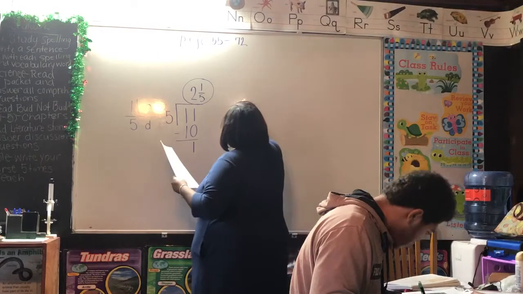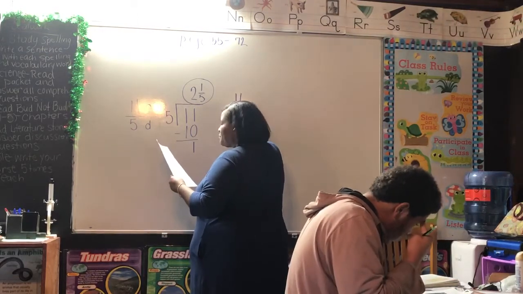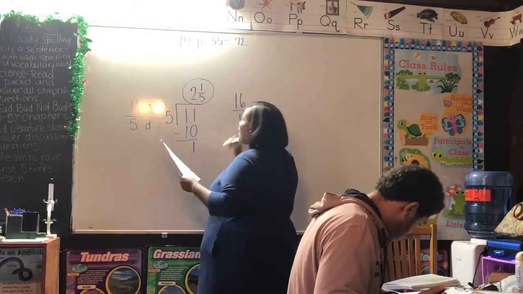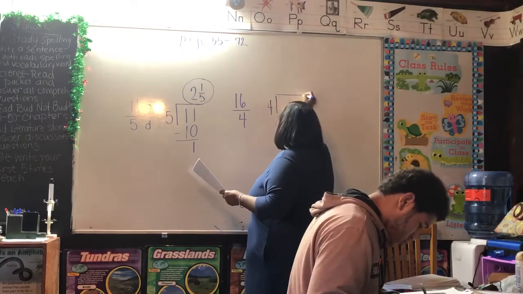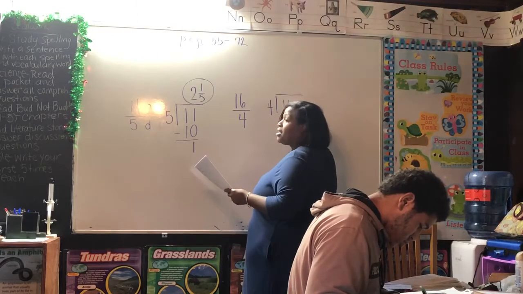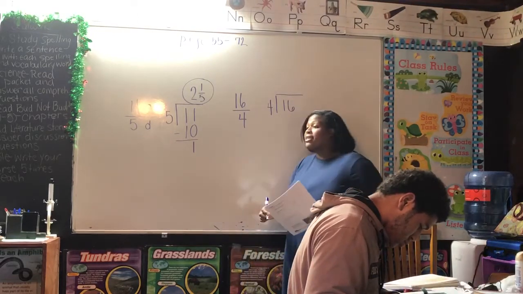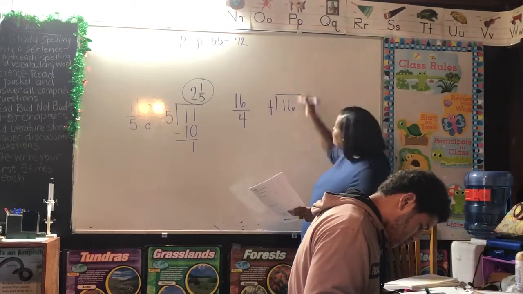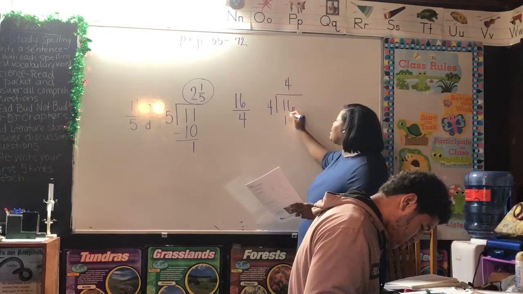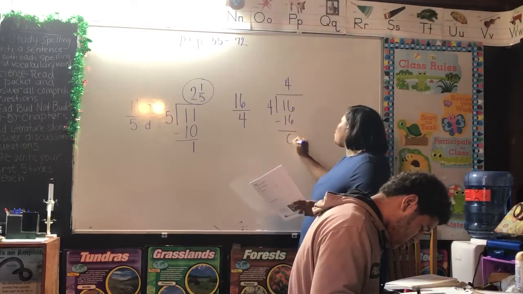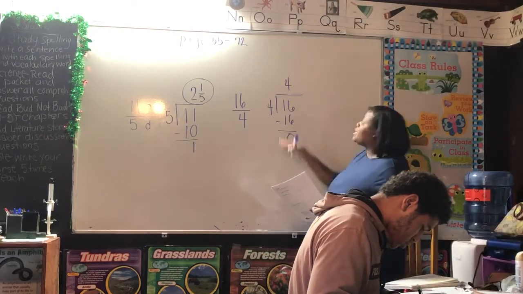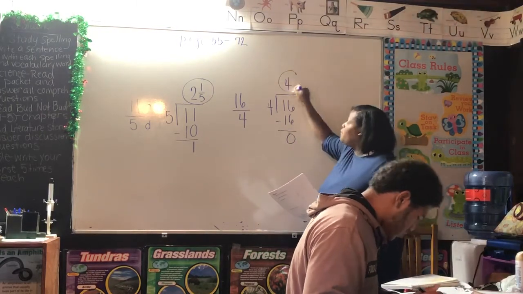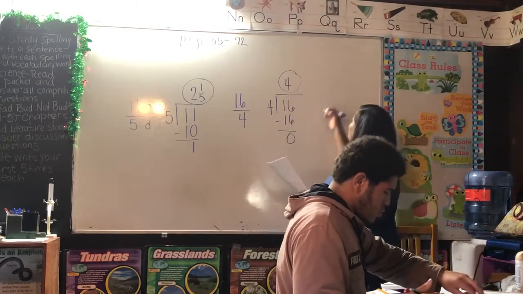So 2 and 1/5 is your simplified answer, okay? Now we have 16 over 4. Same issue. And you're going to do the same thing. 4 divided by 16, correct? How many times can 4 go into 16? 4. Because 4 times 4 is 16. We have no leftovers, nothing to put over anything, right? So guess what our answer is? 4.